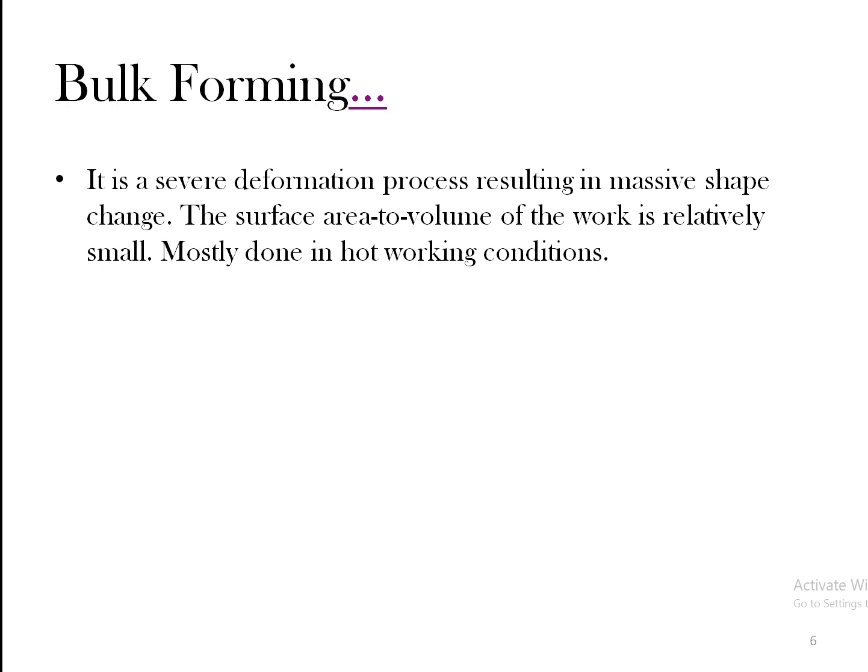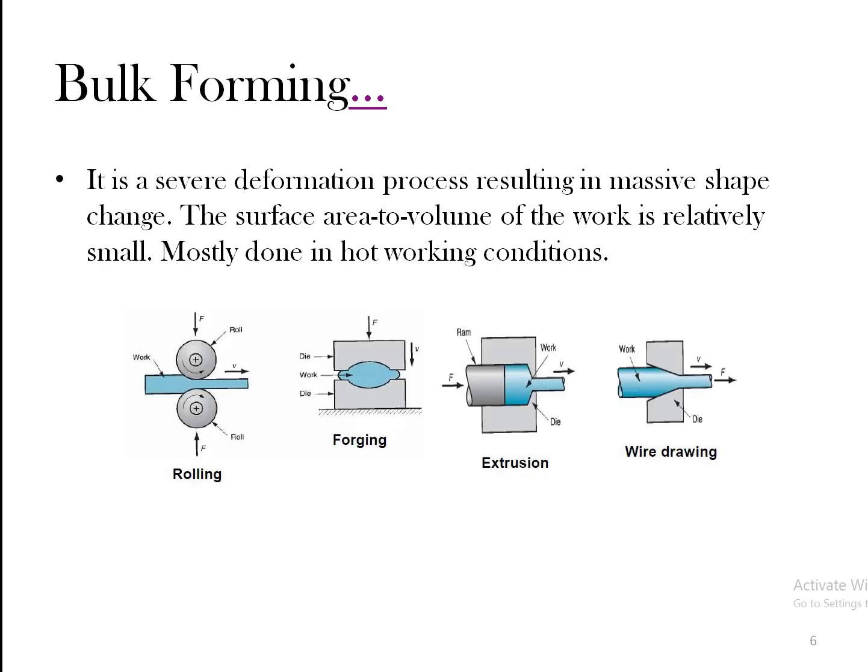Now let us see in detail what bulk deformation is. Bulk deformation is a severe deformation process resulting in massive shape change. The surface area to volume ratio of the work is relatively small, and it is mostly done in hot working conditions. There are two types of working condition: one is hot working and the other is cold working. We'll see it later. Right now, these are the different types of bulk forming processes, starting with rolling, followed by forging, extrusion, and wire drawing. All these are bulk forming processes, and normally these are done in hot working conditions.